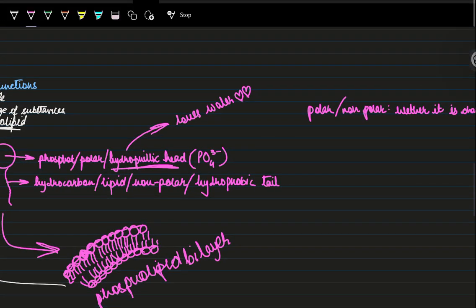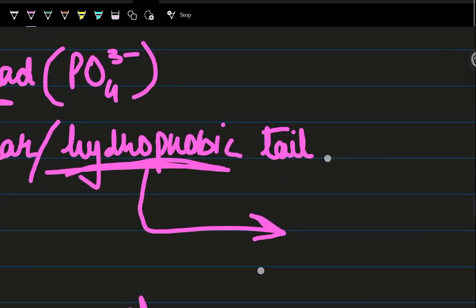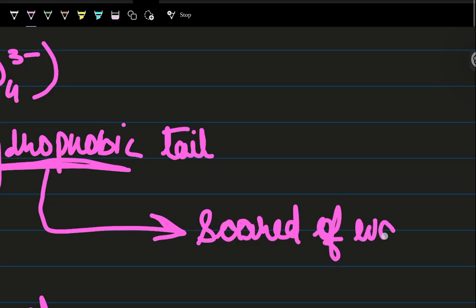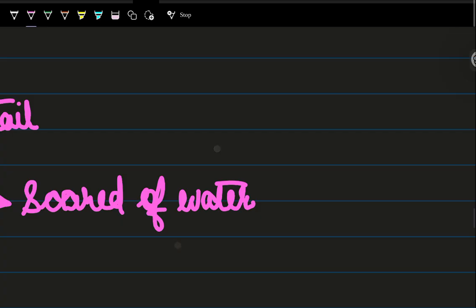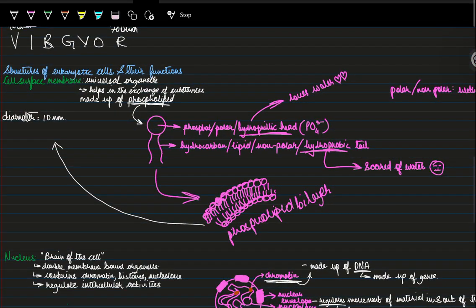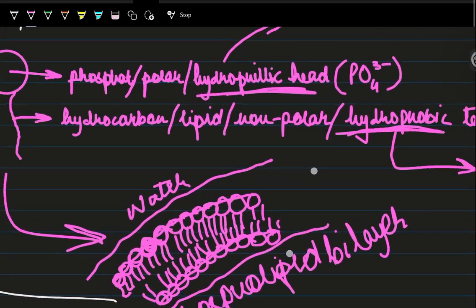Hydrophobic means it is scared of water. They are arranged in a bilayer because the water is in front and possibly at the back. That's why the head is positioned in this way in a bilayer.